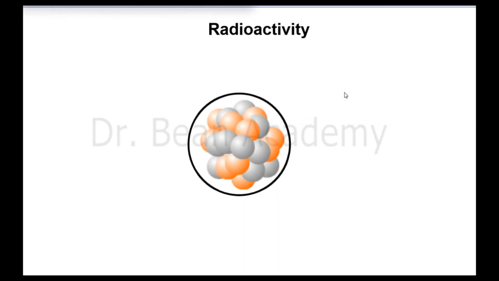Now what is radioactivity? We have studied the nucleus of atoms. In the nucleus there are protons and neutrons combined, and all the mass of the atom is concentrated into a very small volume. Here I have shown just a typical nucleus of a certain atom.